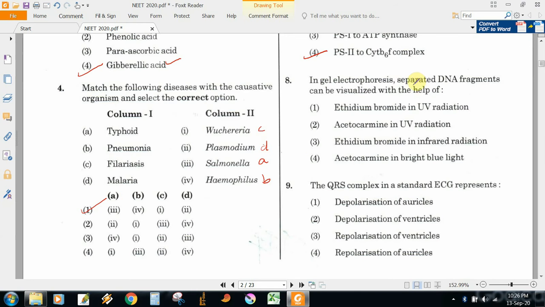Now, in gel electrophoresis, separated DNA fragments can be visualized with the help of ethidium bromide in UV radiation. The first option is the right option. I will not read the remaining options as we have marked the first one.